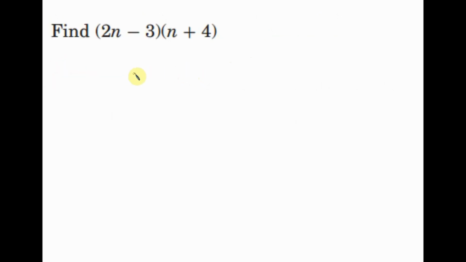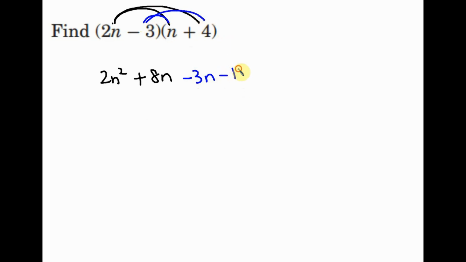Here's an example of lesson 3. This is the product of two binomials. So what I'm going to do is multiply 2n with n and 4. You're distributing this, so you will get 2n squared, and then you'll get plus 8n. Now you're going to do one more time, but this time with negative 3. So negative 3 times n, which you will get negative 3n. And then the next one, negative 3 times 4 will be negative 12.